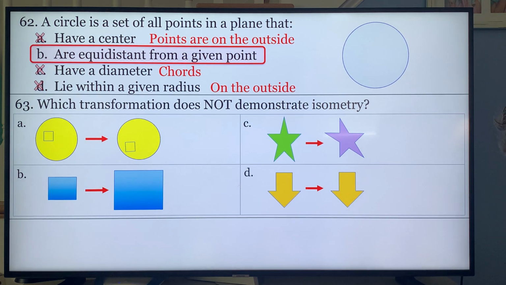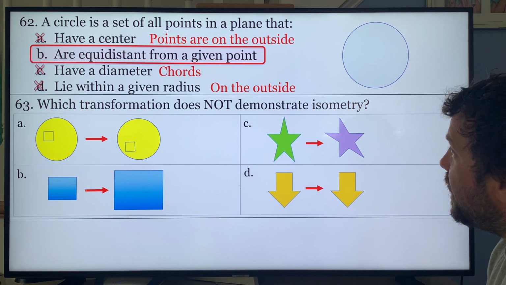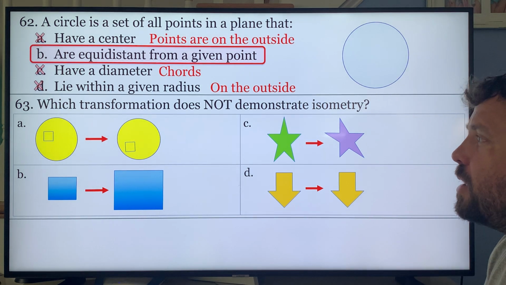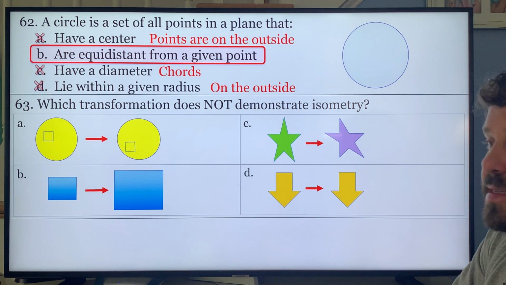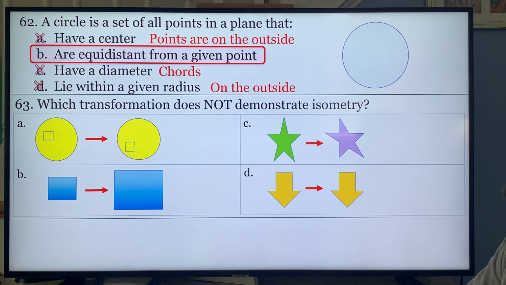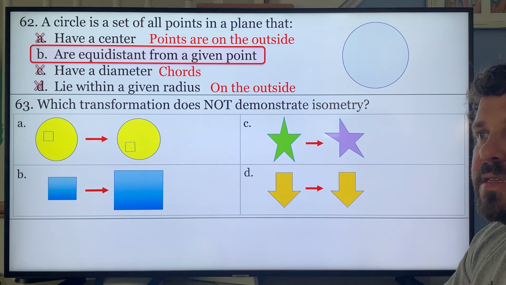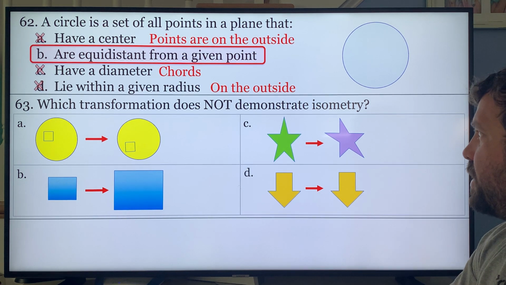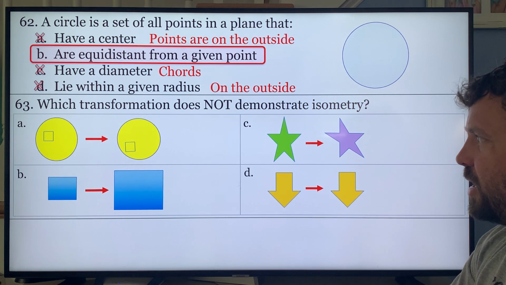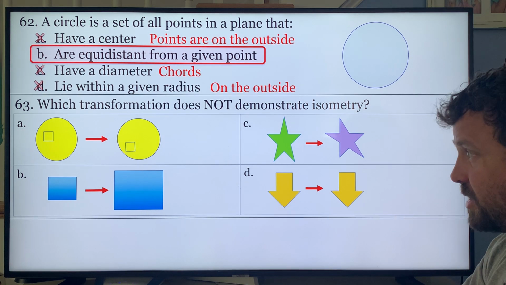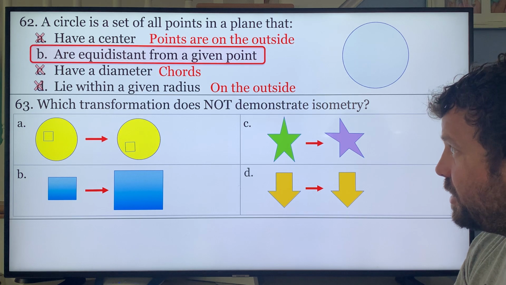All right, 63. Which transformation is not an isometry? I can never say that word right. What that word means, anyway, is it does not change what? Isometry means the shape does not change, okay? So, for instance, a translation, a reflection, a rotation are types of isometries. A dilation is not, all right?